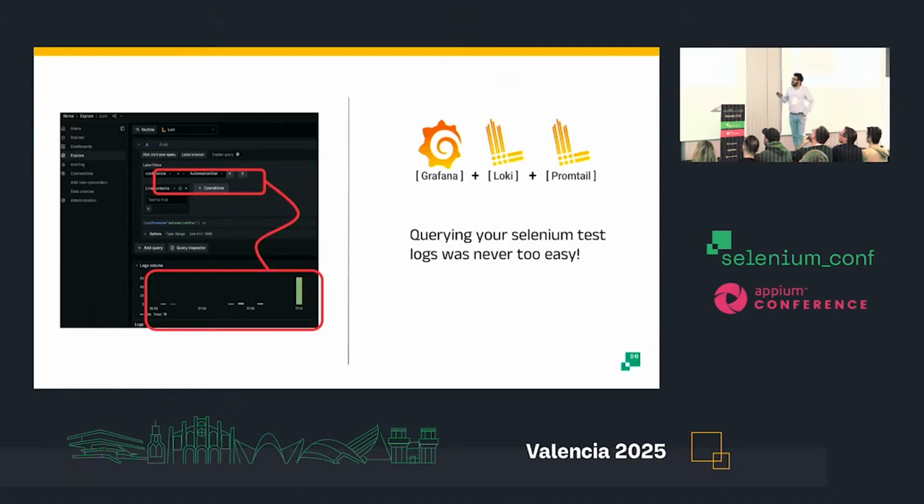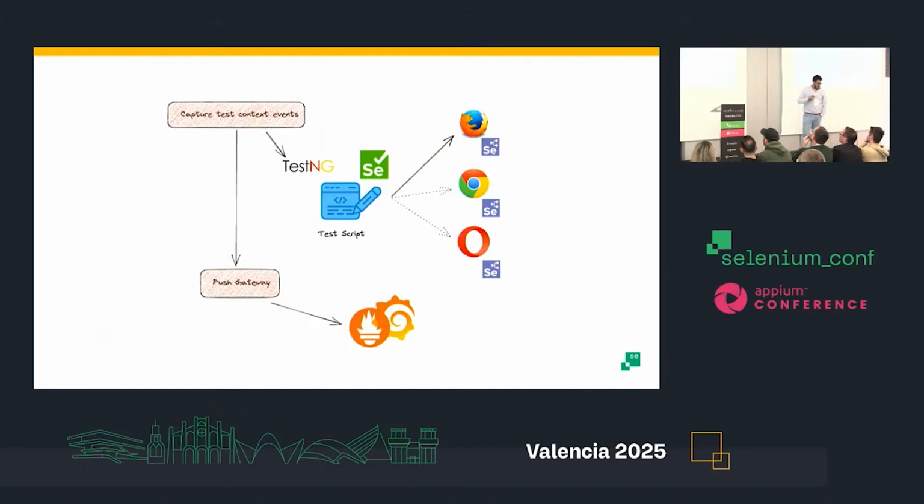Now here you will see an example. I'm using some labels. It's nice to put labels in your logs all the time, and you can query your logs anytime. You can see your Selenium test logs. It's really easy, and you can visualize them through Grafana very nicely. I think I don't have much time.